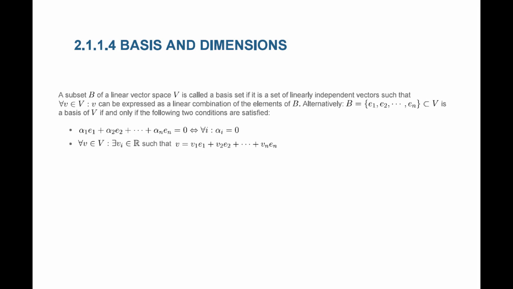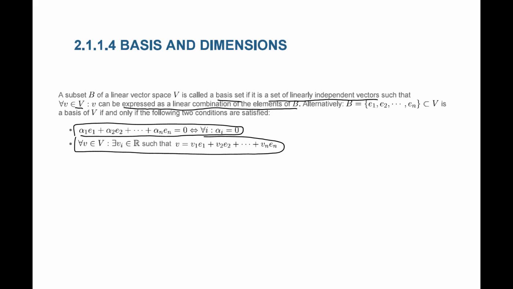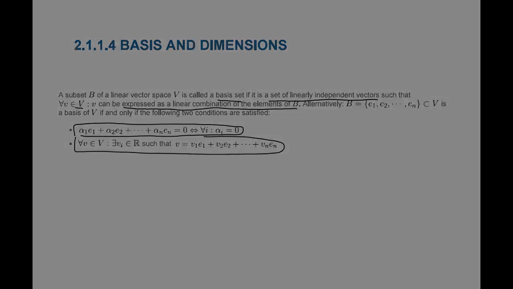And so any vector space can have a basis, and the basis is defined as follows. A subset B of a linear vector space is called a basis set if, first, it's a set of linearly independent vectors, and second, every vector in V can be expressed as a linear combination of the elements of B. In other words, the vectors are linearly independent, so they satisfy this statement: the linear combination is 0 if and only if all these multipliers are 0, and any vector in V can be expressed as a linear combination of the vectors in the basis set.